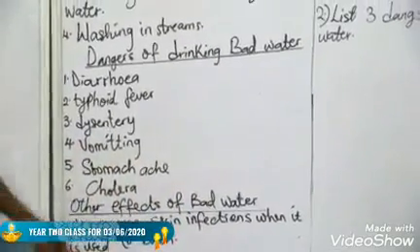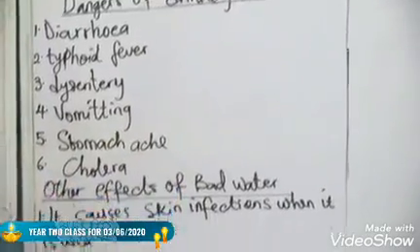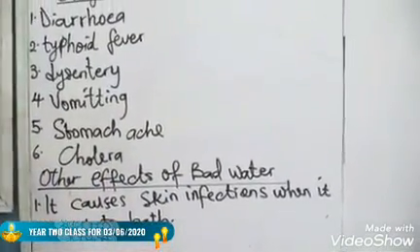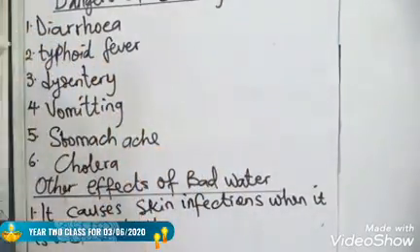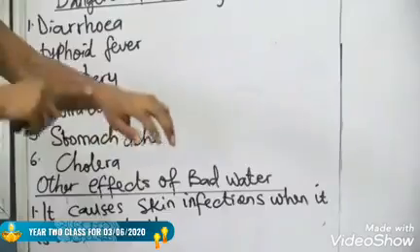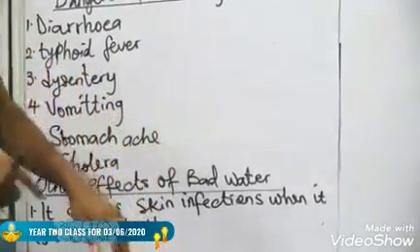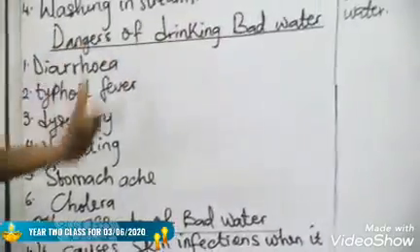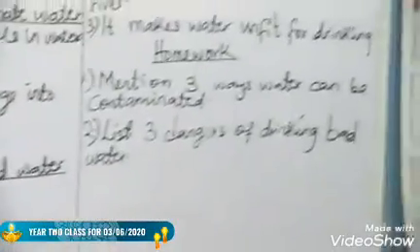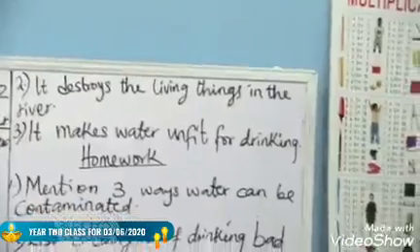Number 1, it causes skin infections when it is used to bathe. If you use bad water to bathe, you will have skin infections. You will have skin rashes and ringworm. There are other things too that will be coming out from your body, eczema and the rest of them. So it is not good to use bad water to have a bath.